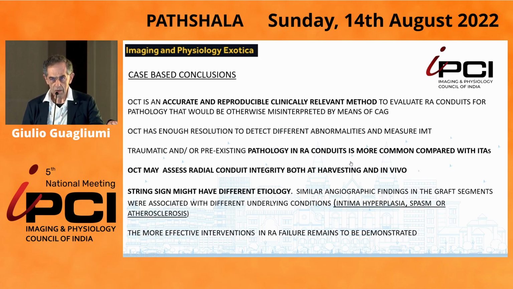String signs are not only benign, they might have a different etiology. Similar angiographic findings in the graft segments were associated with different underlying conditions: intimal hyperplasia, spasm, which was not the case here, or atherosclerosis. The most effective intervention in radial artery failure remains to be demonstrated.